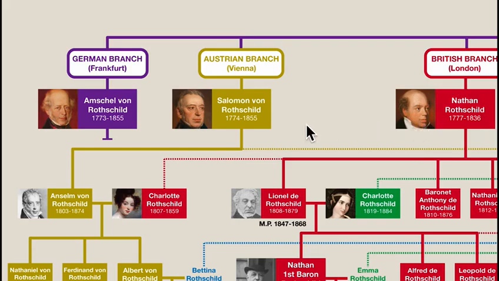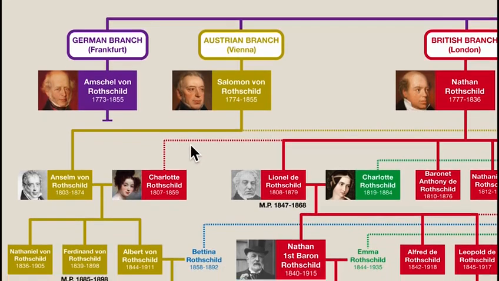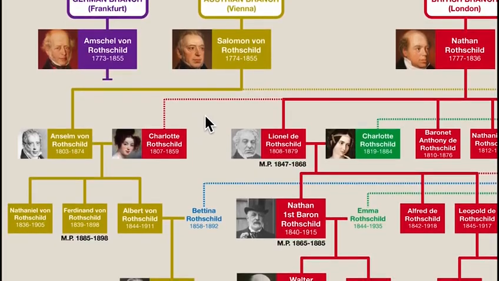So let's look at the 3rd generation Rothschilds. Almost all of the males in the 3rd generation married one of their female first cousins. This ensured that the dynasty's wealth stayed within the family. So, for example, Anselm, the firstborn son of Solomon, married his cousin Charlotte, the daughter of Nathan.